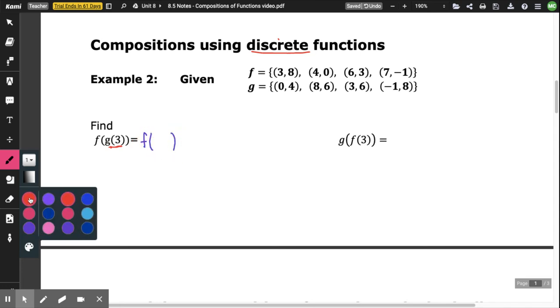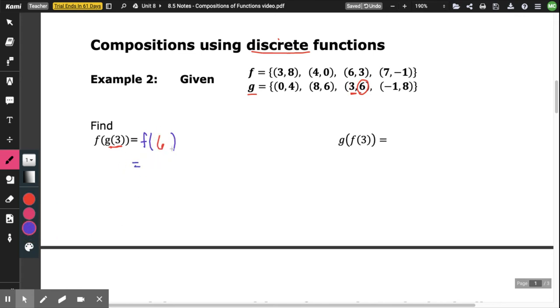Now, that actually just means what is the value of y when x is 3 on the function known as g. So I would look at g. I'm looking for an x value of 3. I see it here. The y value that goes with that is 6, so I'm going to put 6 in the blank there.